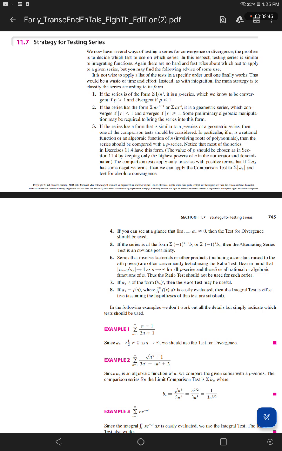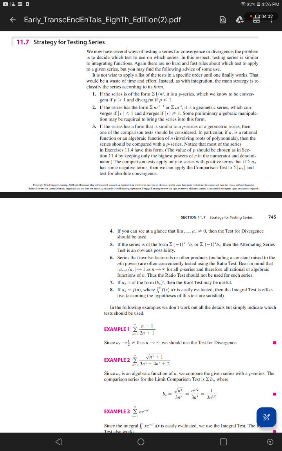Number 4. If you can see at a glance that the limit as n approaches infinity of a sub n does not equal 0, then a test for divergence should be used.